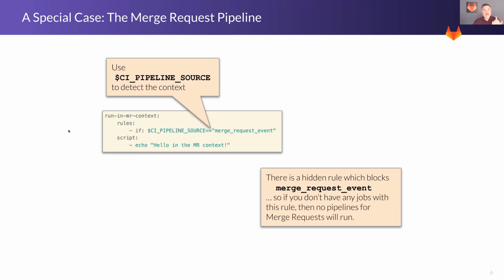The other thing to note is if you have some jobs with this rule and some jobs without this rule, you can end up with two pipelines on the same commit, your merge request pipeline and your branch pipeline. And that is confusing as hell, but it could happen.